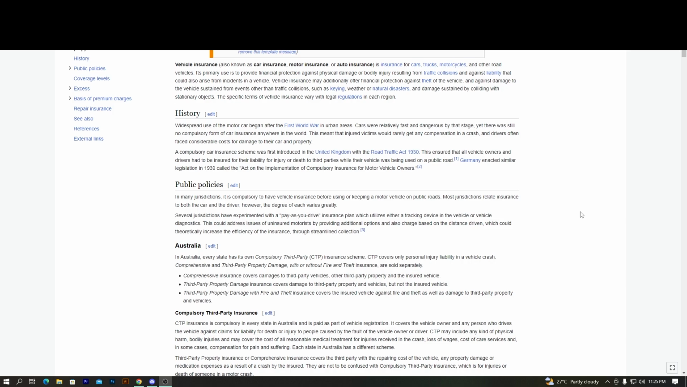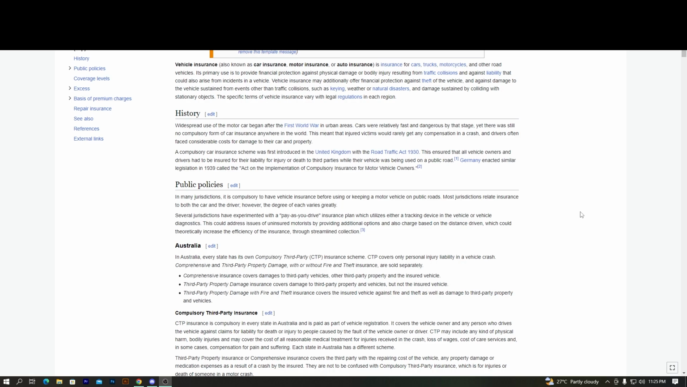History. The widespread use of the motor car began after the First World War in urban areas. Cars were relatively fast and dangerous by that stage. Yet, there was still no compulsory form of car insurance anywhere in the world. This meant that injured victims would rarely get any compensation in cash, and drivers often faced considerable cost for damage to their cars and property.